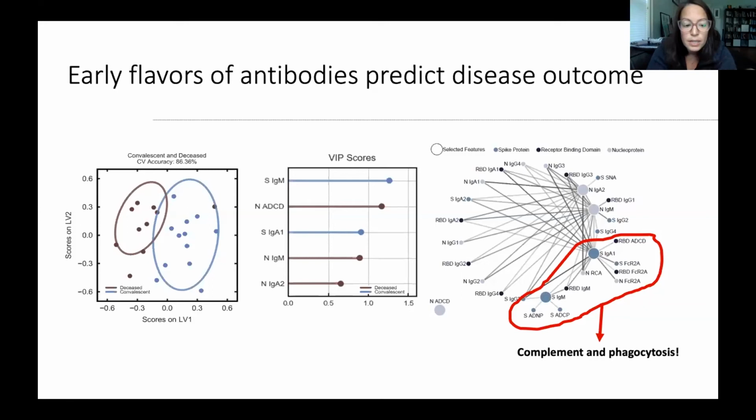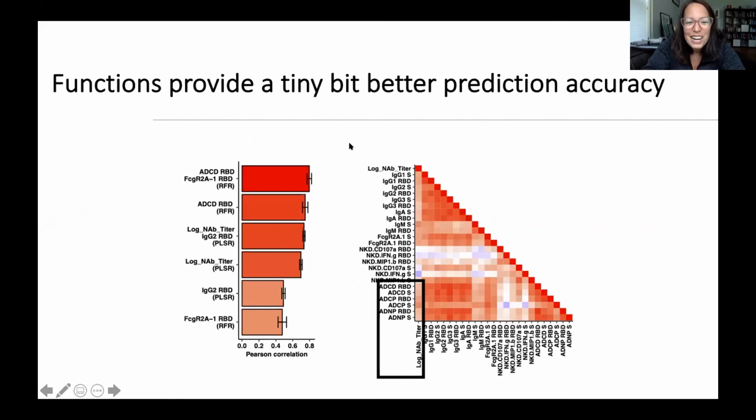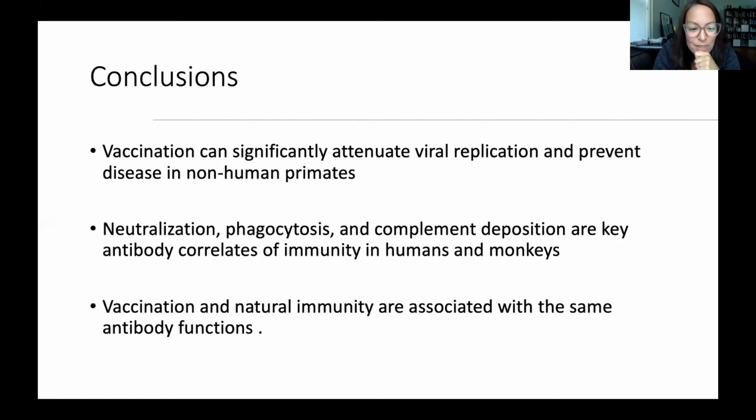Now, to leave a little time for questions at the end, I think I will zip through to the conclusion, if that's okay. But I want to leave you with this last thought, that vaccination can significantly attenuate viral replication. We've seen this now in multiple animal models that have come up. And what I think is really important, what I hopefully can leave you with, is this idea that phagocytosis and complement deposition are key antibody correlates of immunity in humans. And we've begun to see this also in monkeys in recent papers that have emerged following vaccination.